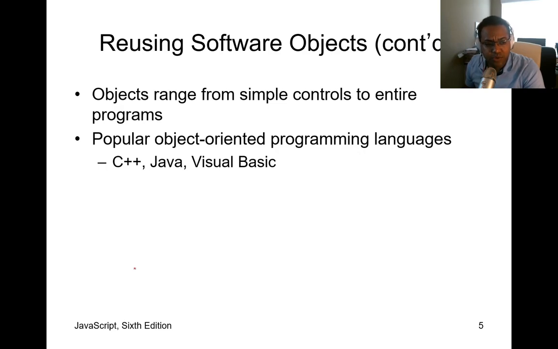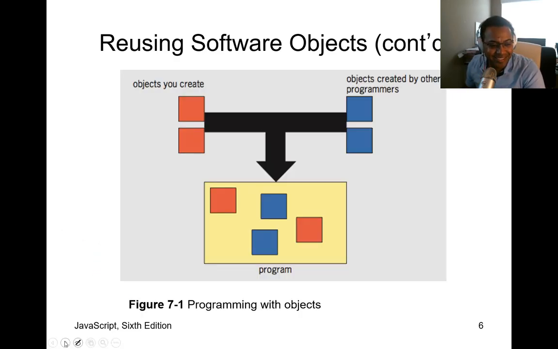So, objects range from simple controls to entire programs. And we've just talked about all that. So, we can create our own objects. We can manipulate objects that are created by programmers. And then by combining the two, or using one or the other, we then create our program.